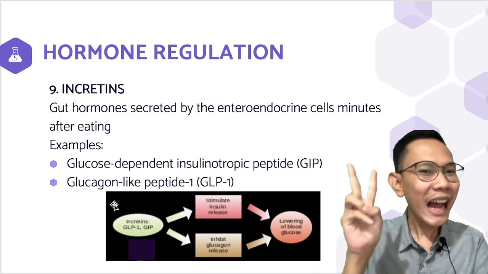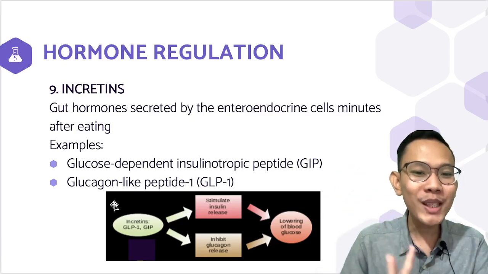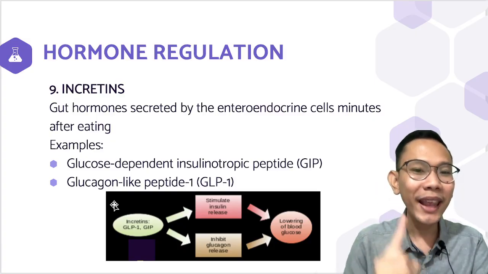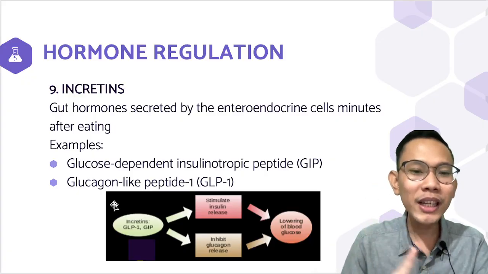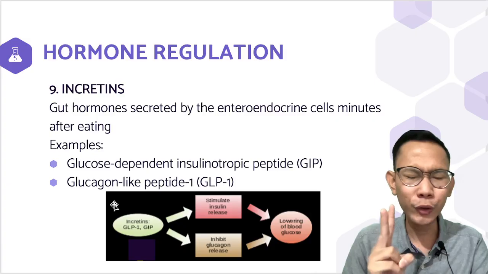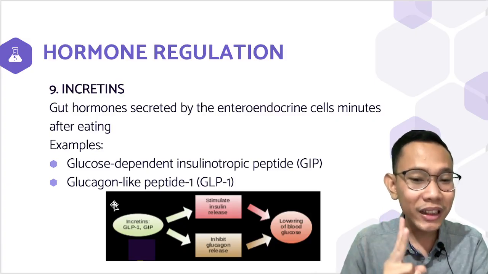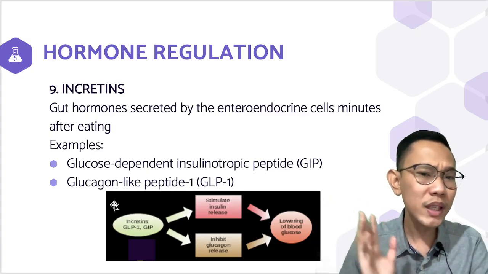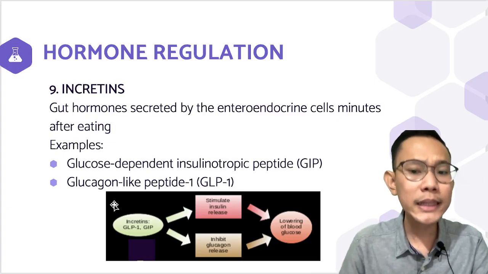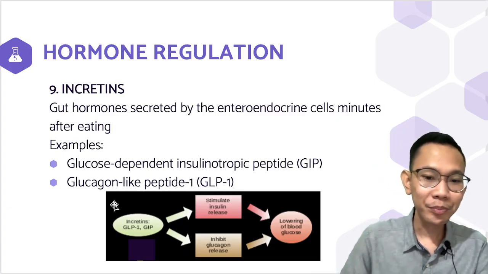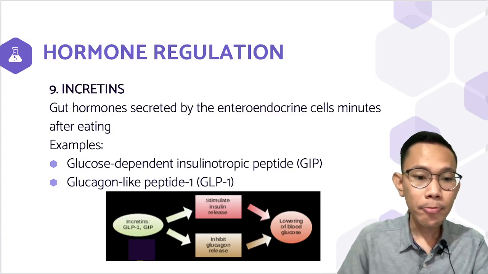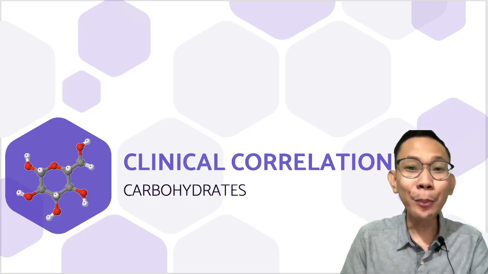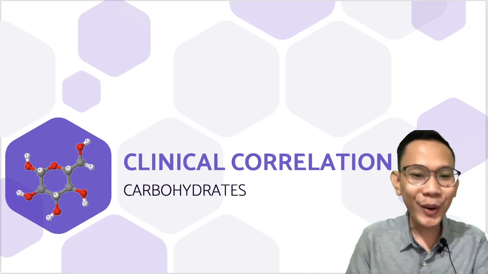Again, anong alam natin na dalawang hormone that will cause a decrease of your blood glucose level? It is now your insulin and your incretin. The rest of the hormones that we discussed a while ago will cause an increase of your blood glucose level. Again, we will now proceed with your clinical correlates.